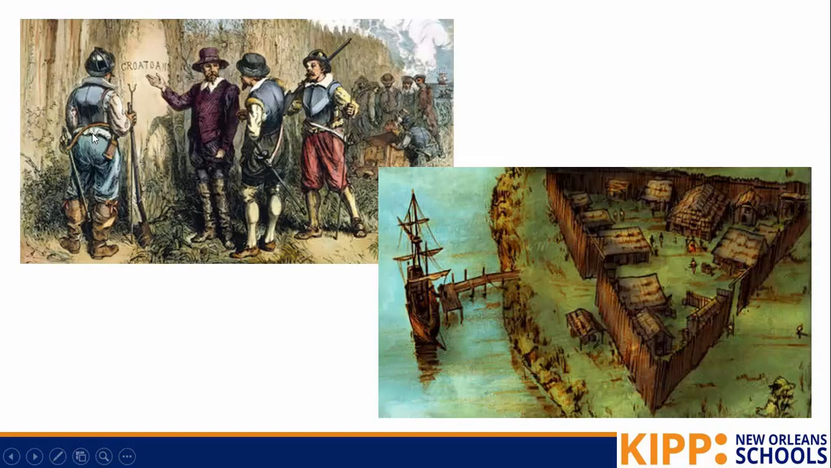Here's an image from Roanoke. It's showing that they're thinking the people may have been killed or joined the Croatan native tribe. And here's the Jamestown settlement.